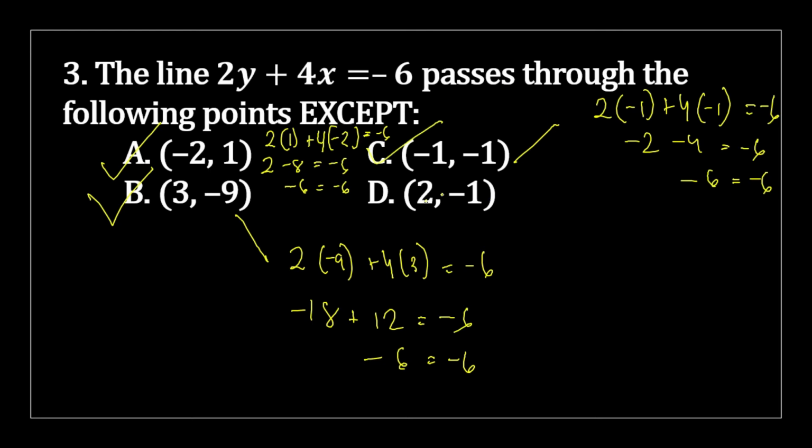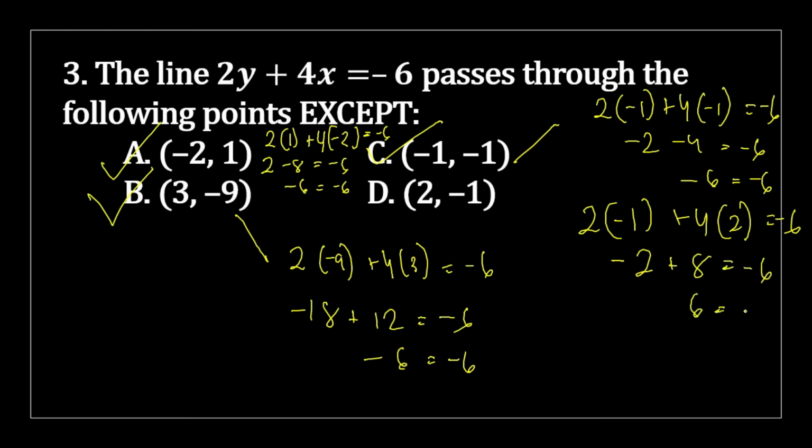Now the last choice, we have 2 multiplied by negative 1 plus 4 multiplied by 2 is equal to negative 6. 2 times negative 1 is negative 2 plus 8 is 6, which is not equal to negative 6. So this is not correct. So the answer is letter D.